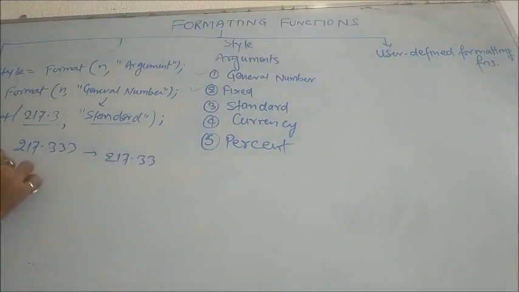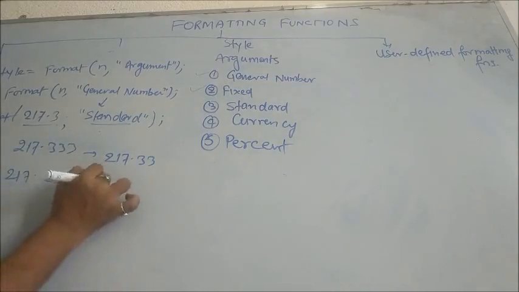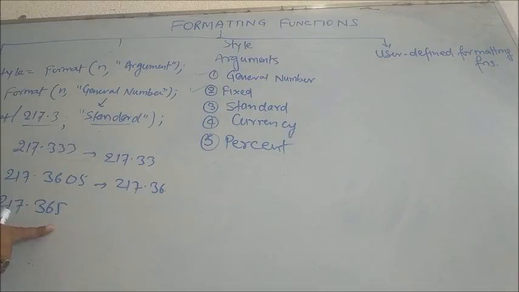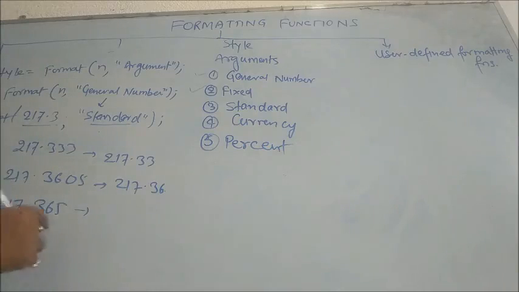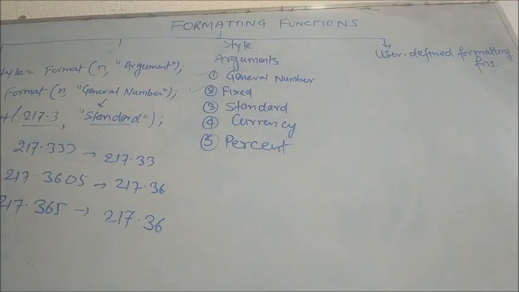Suppose you have 217.3605, the output will be 217.36. If it is 217.365, and the last digit lies between 0 to 4, then it doesn't matter at all. But if it lies between 5 to 9, then the number will be rounded up, and the result will be 217.37 instead of 217.36.